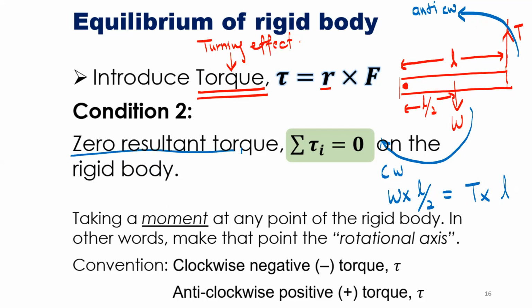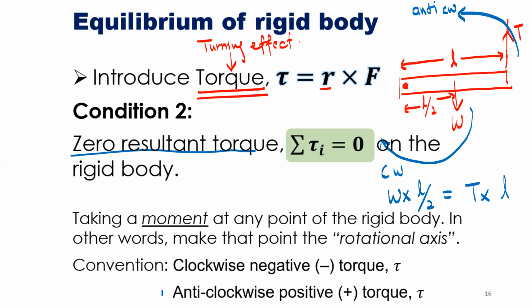So the total turning effect caused on an object will be zero. Meaning the total turning effect in a clockwise direction should be equivalent to the anti-clockwise. So taking a moment at any point, moment is also referred to as the torque. At a point of a rigid body, in other words, you make the point a rotational axis. So we refer to this as a rotational axis.